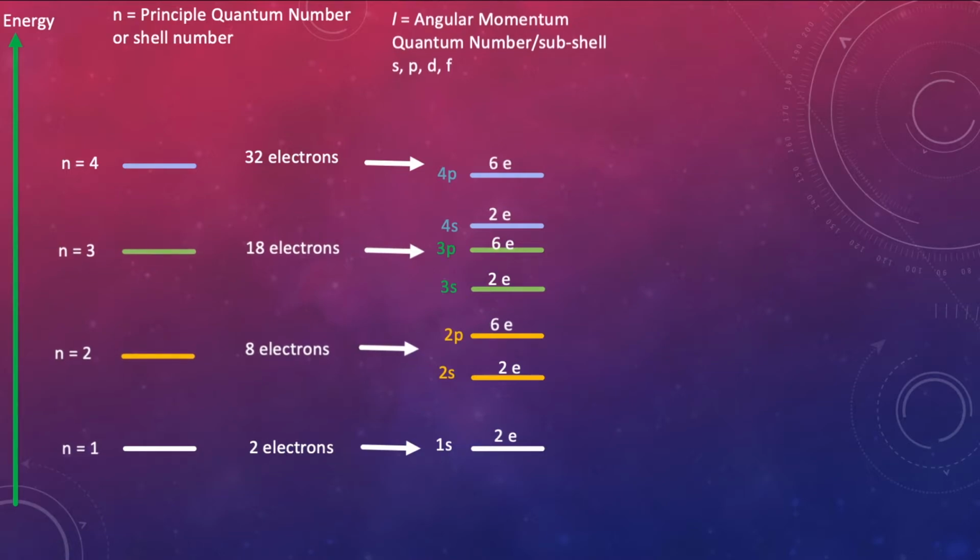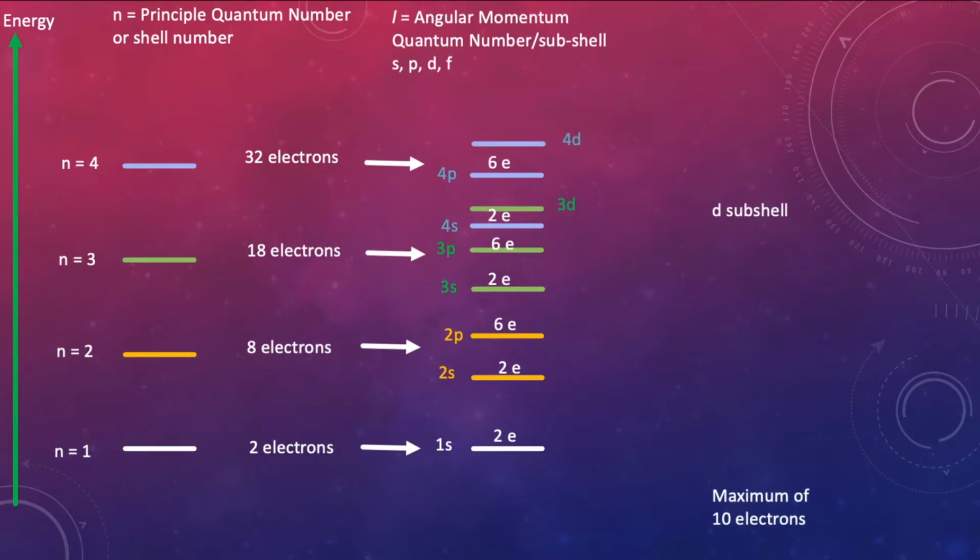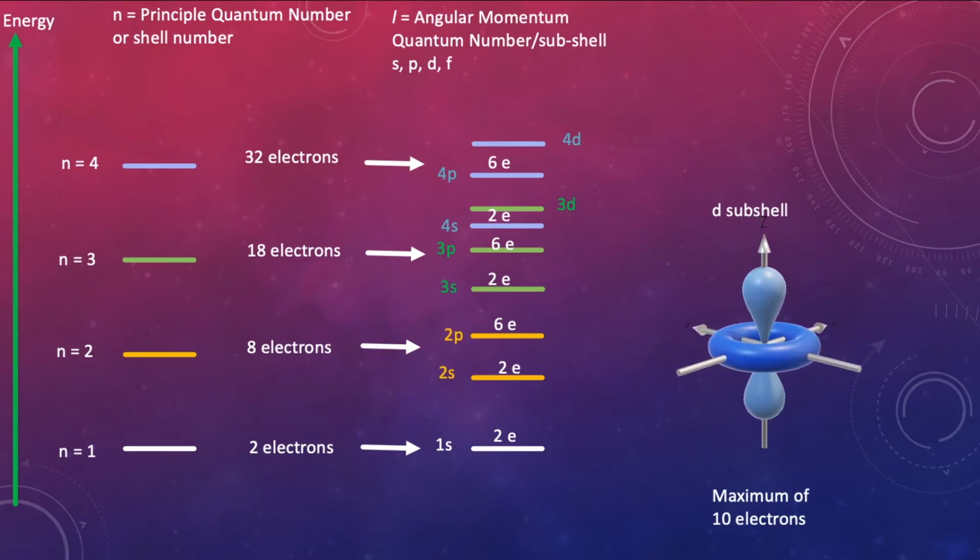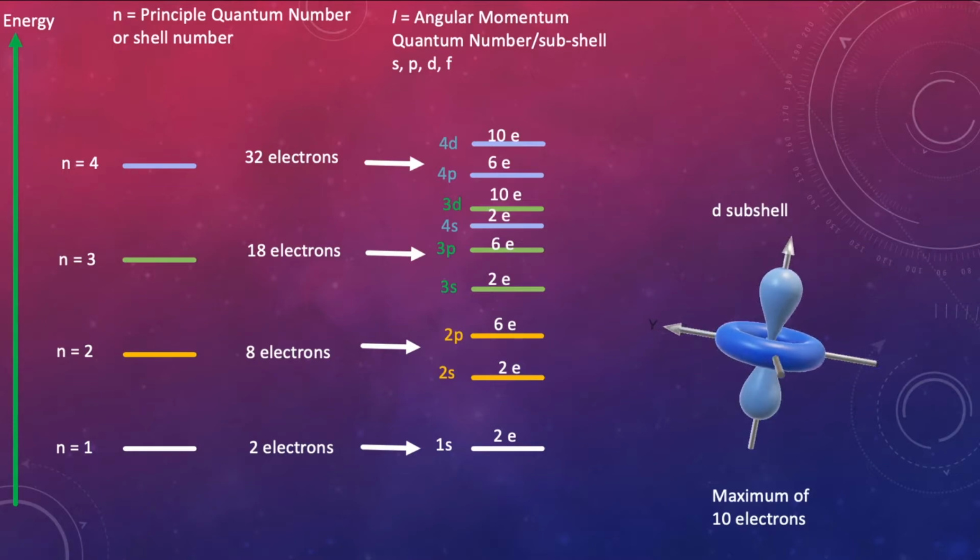So the next one we need to look at is our D subshell. Now our D subshell can hold a maximum of 10 electrons. This is one example of what a D subshell would look like. Very strange. But as we said, we can have a total of 10 electrons in our D subshell. And so if we pop those in, you can see that our n equals 3, which has 18 electrons, can be made up of a D, an S, and a P.